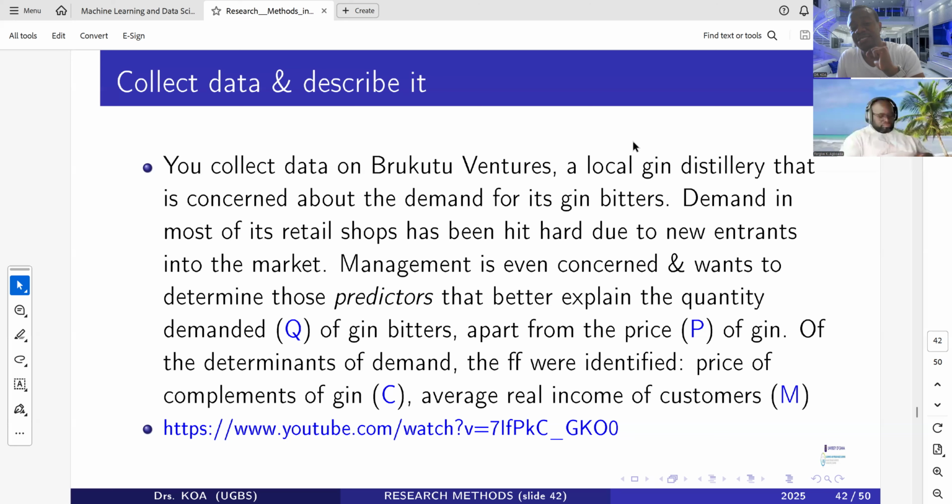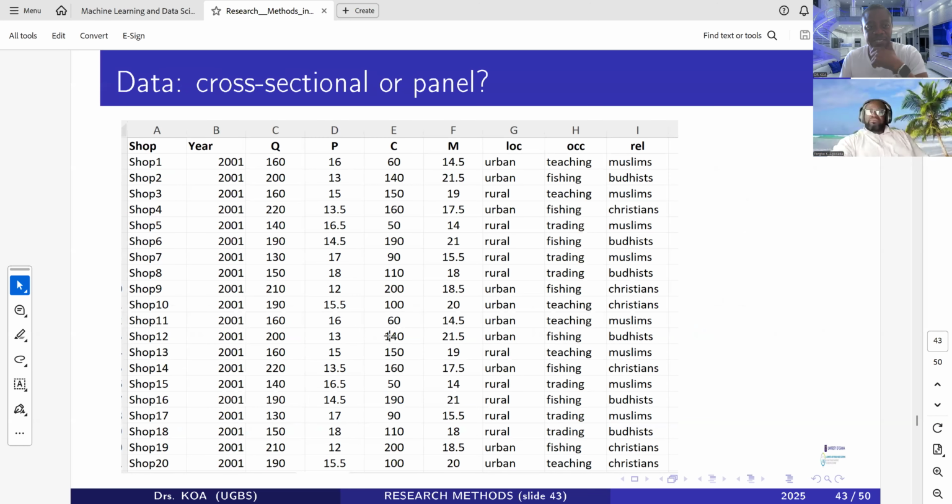Another thing that can affect the demand for alcoholic beverages like Brukutu gin. Oh, by the way, if you want a video on Brukutu gin, you should click on this link. It will remind you of an advert of that. The average income of the people can affect the demand, because if Brukutu gin is considered a normal good, then an increase in income will increase the demand for the gin. But if it's an inferior good, an increase in the income level of the customers would decrease the demand for that gin bitters.